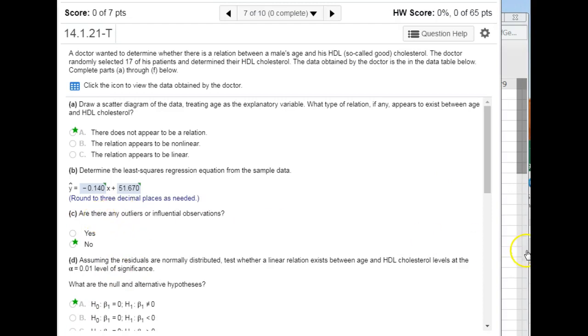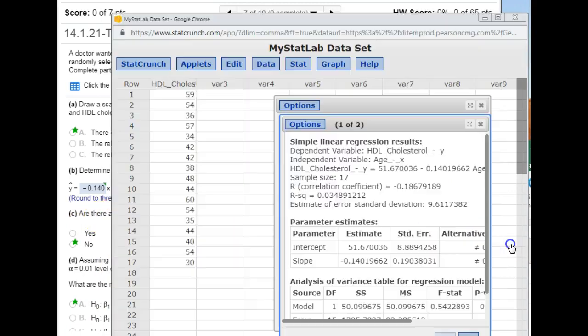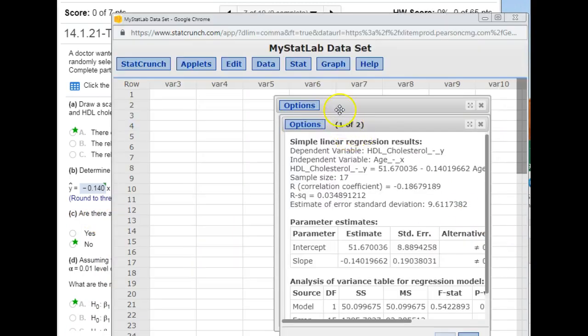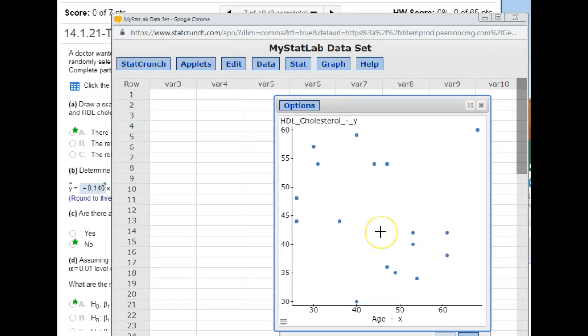Part C is asking if there's any outliers, so you can look at the actual data to see if there's any outliers. You can also look back at the scatter plot and see if there's any points that are really far away from the rest of the data, and there really isn't anything here that would stand out as an outlier in this example.